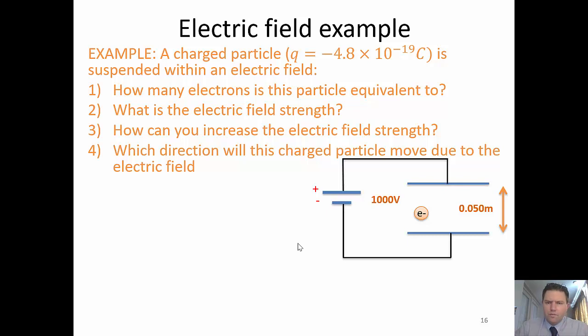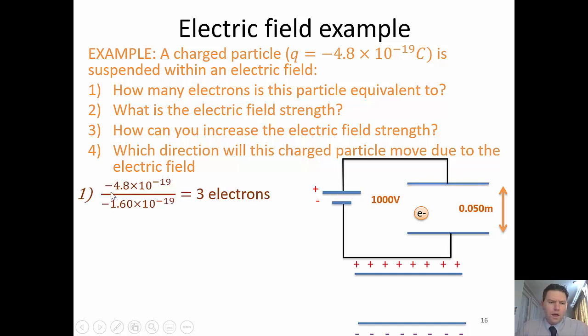A charged particle, minus 4.8 times 10 to the minus 19 coulombs, is suspended within an electric field. How many electrons is this equivalent to? Well, we know the charge on a single electron is 1.6 times 10 to the minus 19. So we're asking how many lots of 1.6 fit in 4.8. So 4.8 divided by 1.6 will give you that answer. If we were to think about what's happening in terms of this electron inside of here, we'll see that the bottom plate is attached to the negative, and so that's why it's negatively charged. The top plate is attached to the positive, and so that is positively charged. That was the 4.8 divided by 1.6.